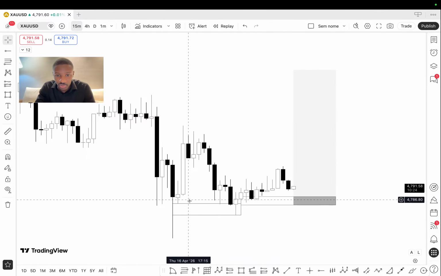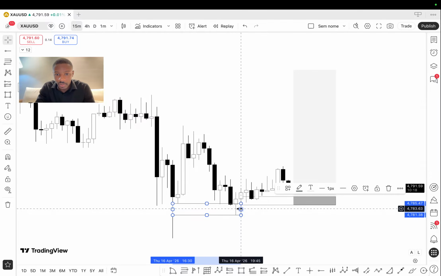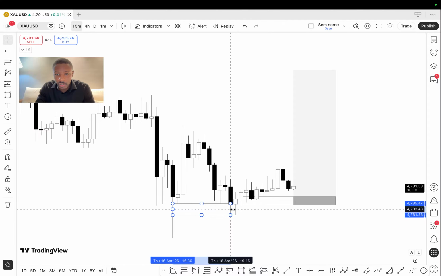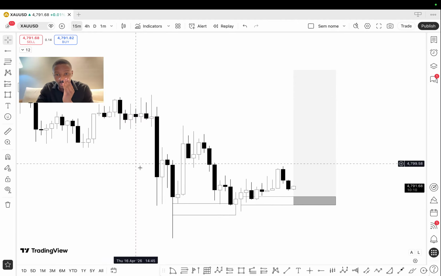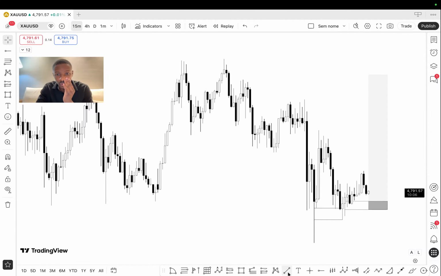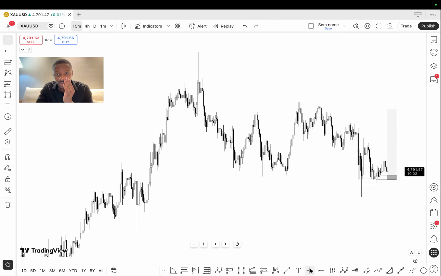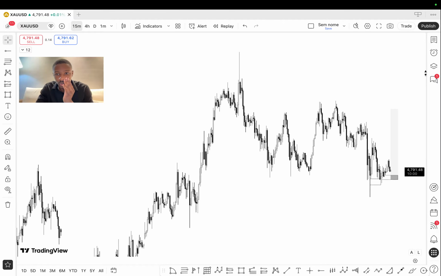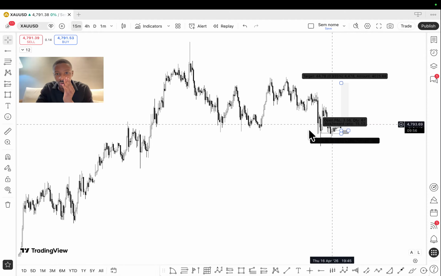So what I've marked out here are zones that were most likely going to be reacted upon by the pair that we're currently trading, which is gold, as you can see from the pair name. And the other thing that you can also see right now is that price is creating a bearish structure, but I have hopes that price would rise due to the market conditions on the higher time frame. So this is a lower time frame setup.